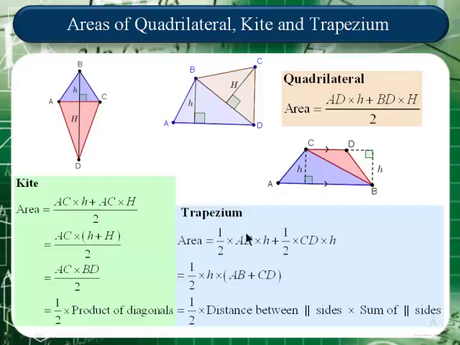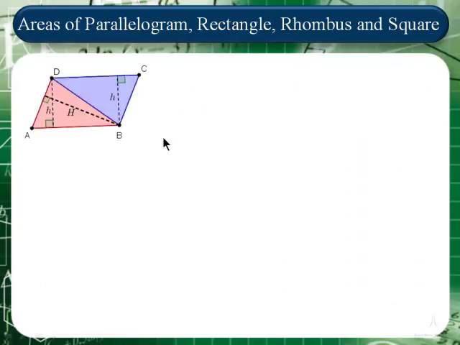Now we can take half h out as a common factor, and we get AB plus CD, which is simply the sum of the two parallel sides. So in words, the area of a trapezium is half multiplied by the distance between the two parallel sides, that's h, multiplied by the sum of the two parallel sides. We also look at the areas for the parallelogram, rectangle, rhombus and square.